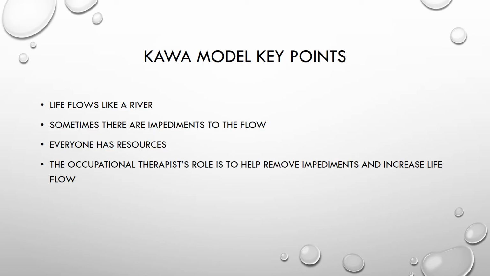Okay, so some of the key points of the KAWA model. Again, life flows like a river. Sometimes there's impediments to the flow, but everybody has resources, and the OT role is to remove those impediments and increase life flow. This is a great model to use if, one, you have someone who does not think in our traditional American Western way of doing things, that it's all about the productivity and individualism. This model much more emphasizes connectivity to the culture around you, the community around you, the family around you.